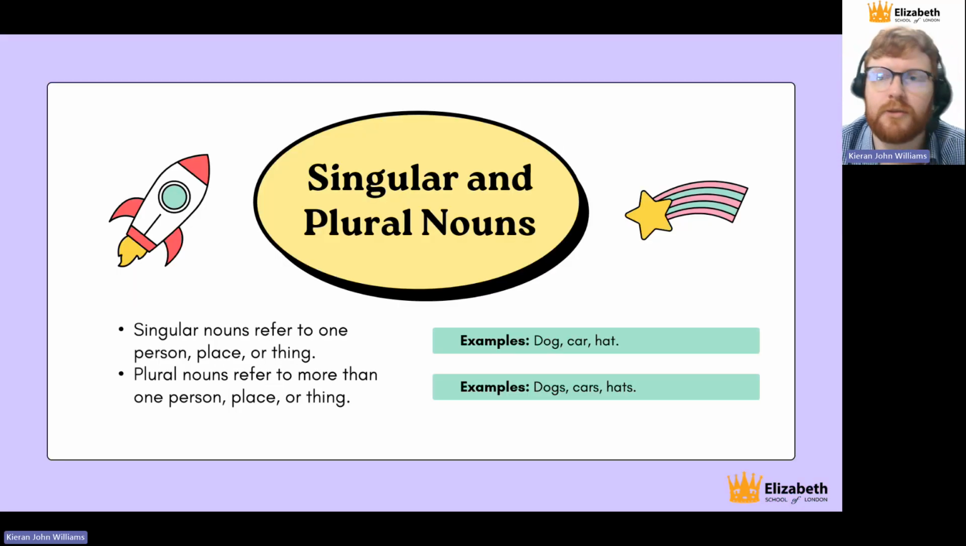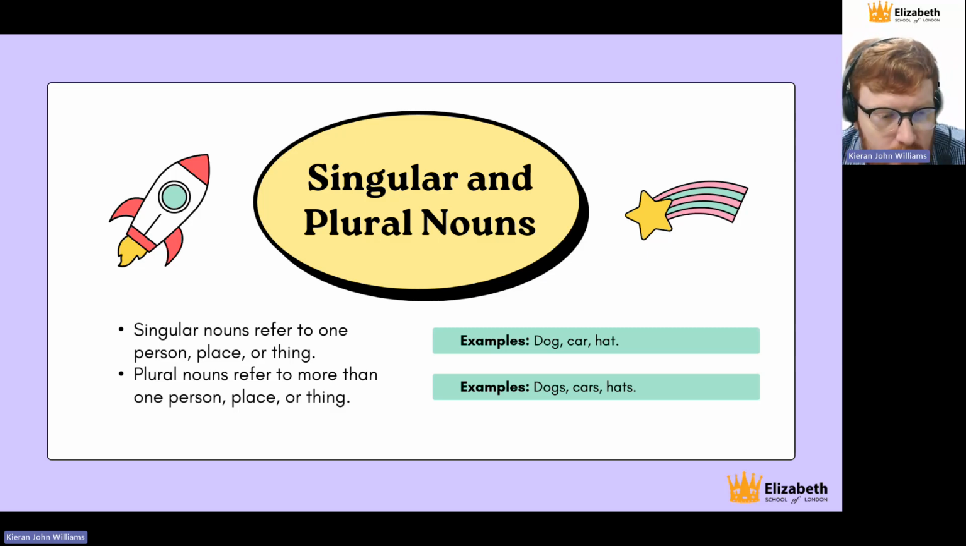As we've already mentioned, nouns can either be singular or plural. If they are singular, they refer to one person or place or thing. If they are plural, they can refer to more than one person, place, or thing. If it is singular, it would be dog, car, or hat. If it is plural, it would be dogs, cars, or hats. If it is a regular noun, then it would have s at the end. But there are also the irregular ones, like child, children, mouse, mice, things like that.